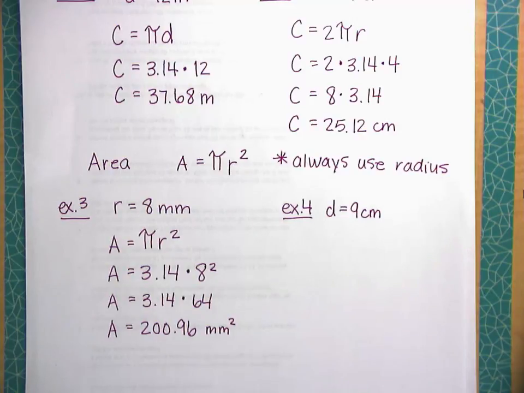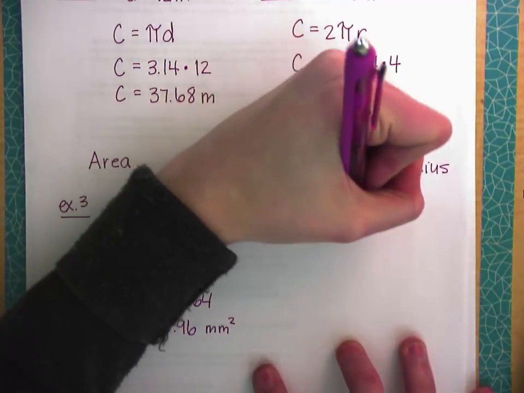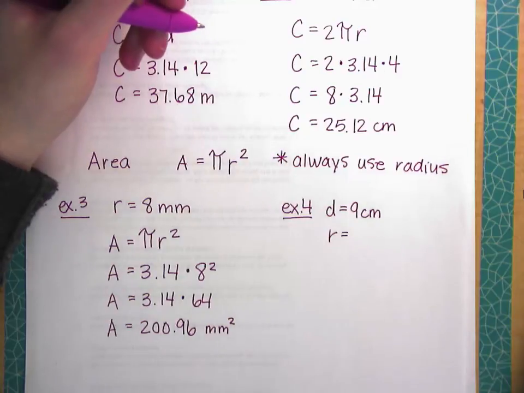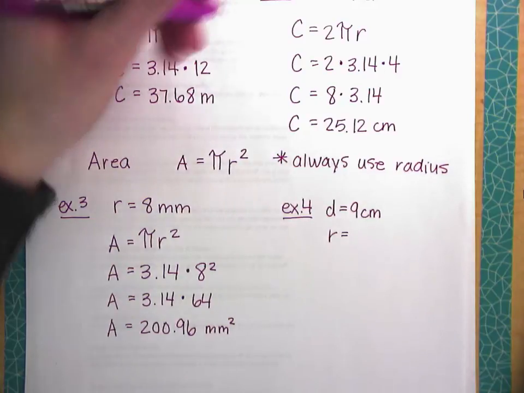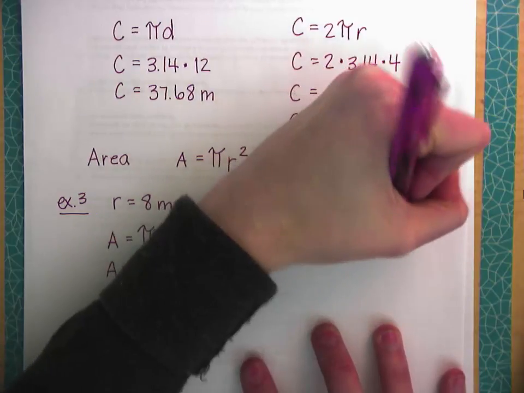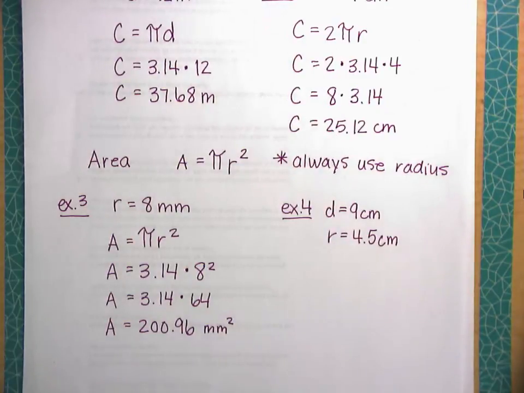That is the formula I'm going to use, but before I can do that, what do I need to do, Taylor? I need to find the radius, right? And you're right. I would divide the diameter by 2, and I would get 4.5 centimeters. Okay? Are we following that? So if it gives you the diameter, before you calculate the area, you've got to find the radius. Because that's the value that we have to plug in. We can't use the diameter to find the area.